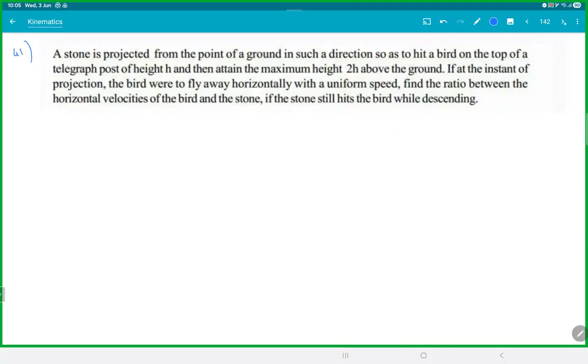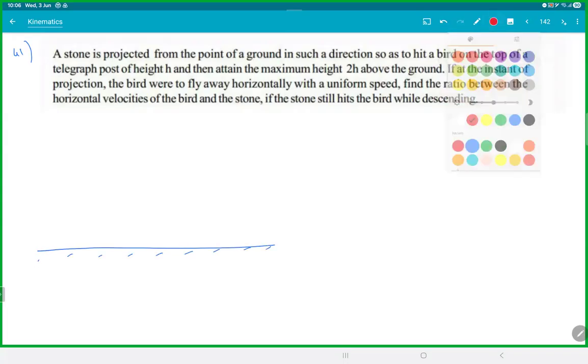Let's see the question. Let's see whether you understood what the question is saying. A stone is projected from a point on the ground in a direction so as to hit a bird on top of a telegraph post. Then it reaches a maximum height 2h above the ground. If at the instant of the projection, the bird were to fly, and so on.